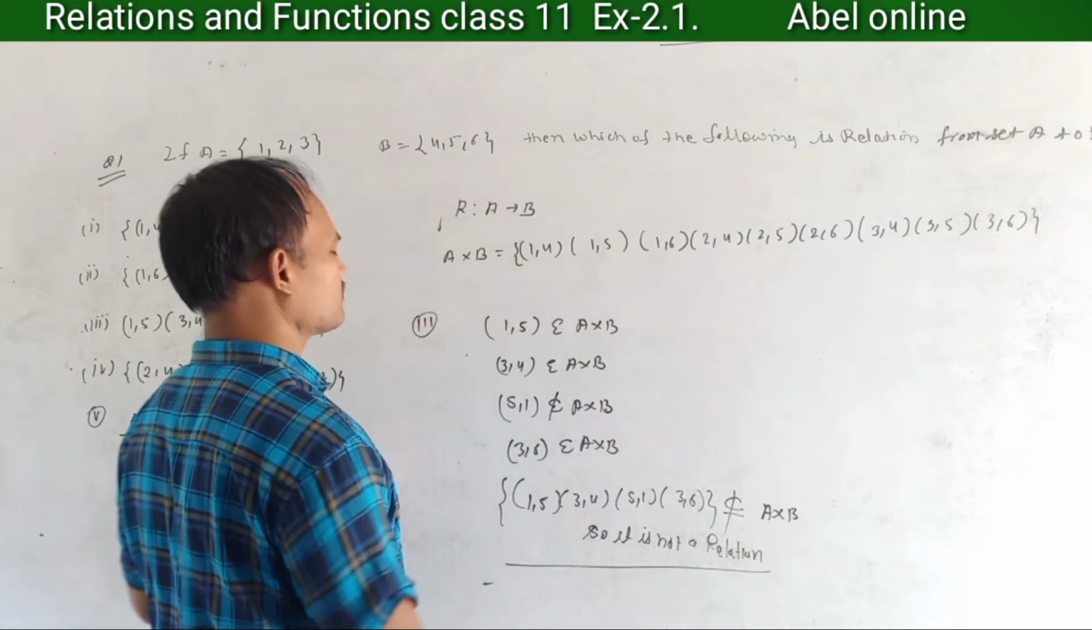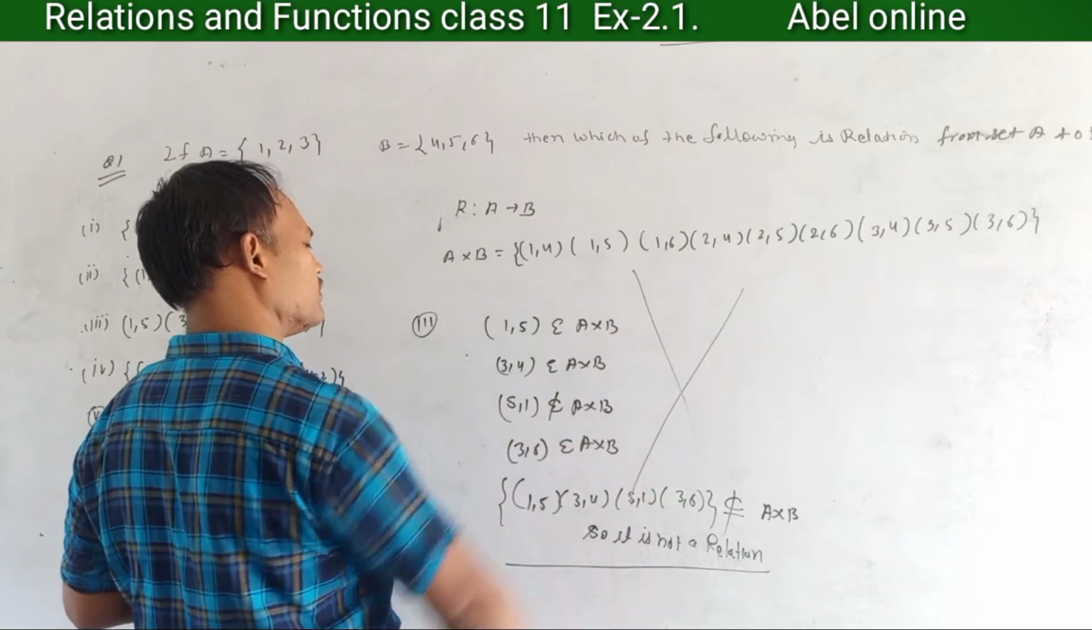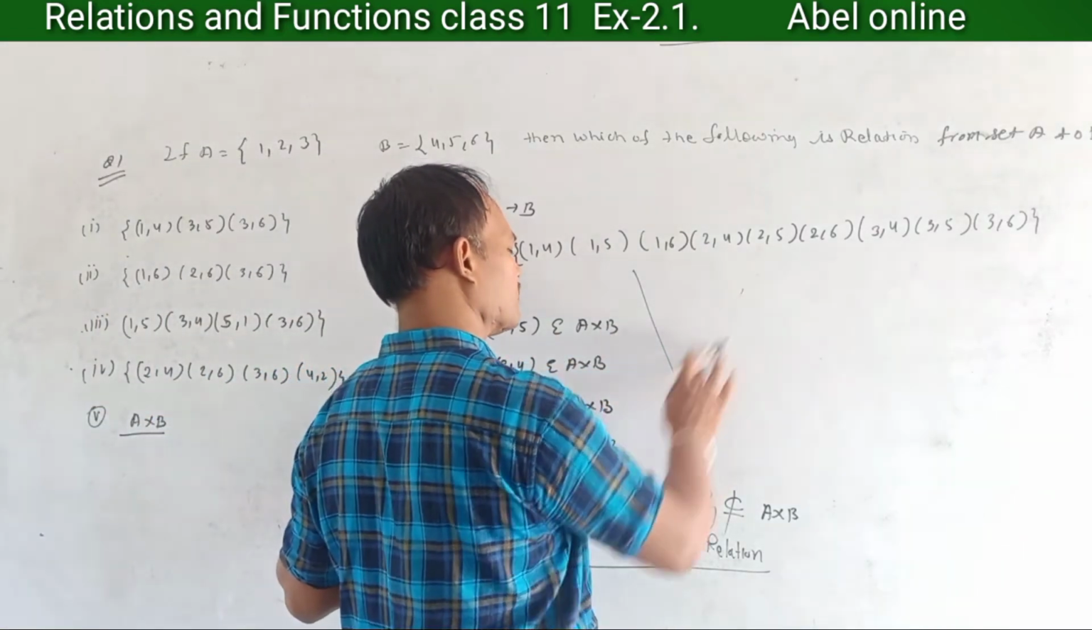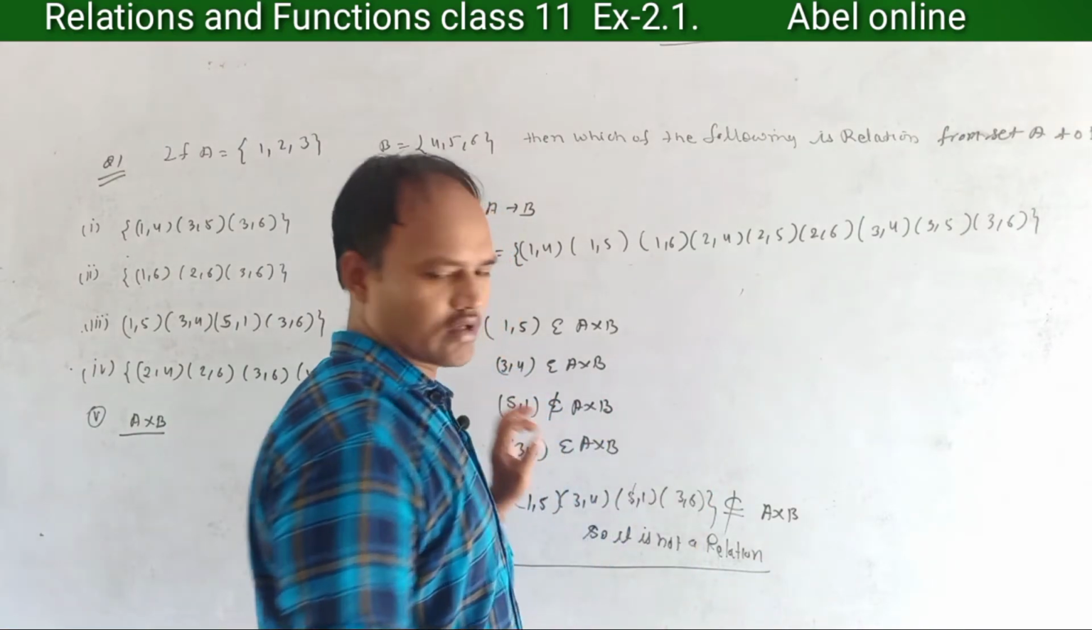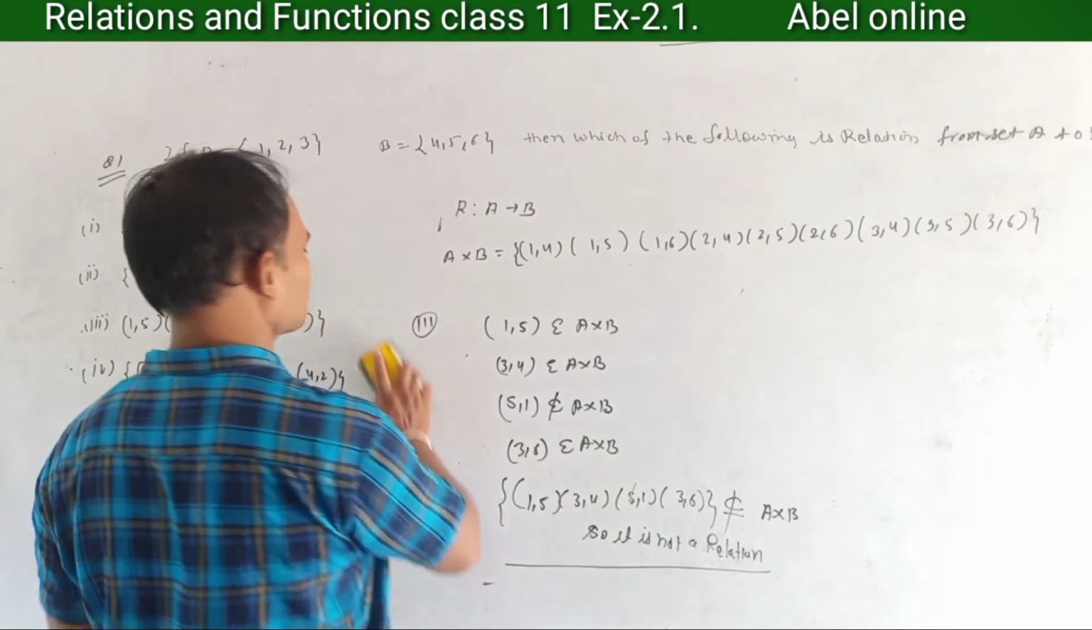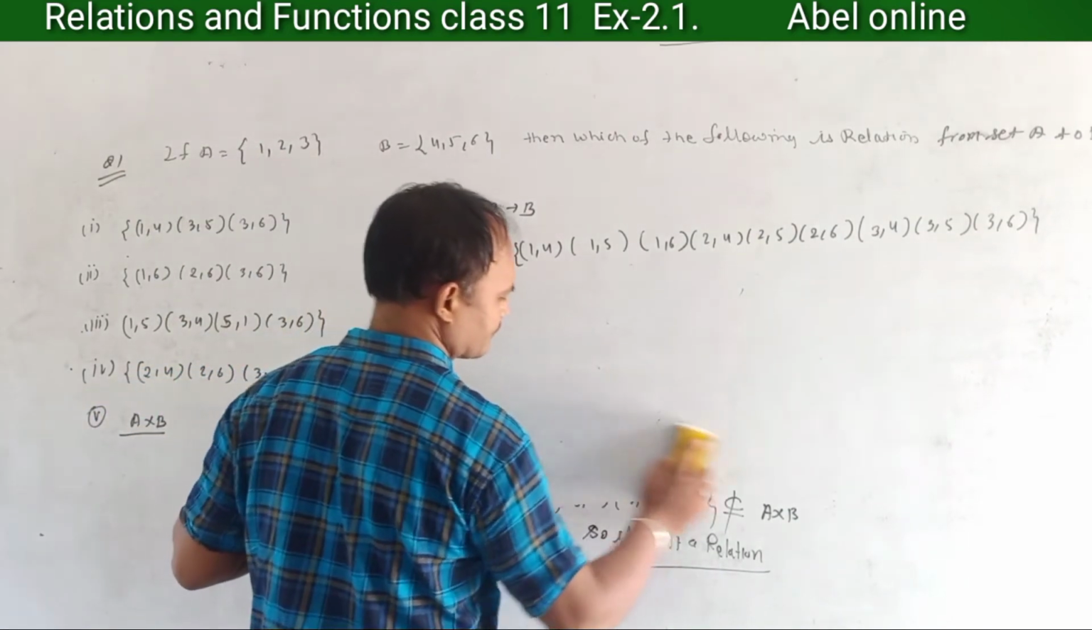So it is not a relation. So we can say that it is because, okay, don't cross it. I am saying that it is not a relation. Okay, so now we are on the next question, that is the fourth part of this question. So what is the fourth part?